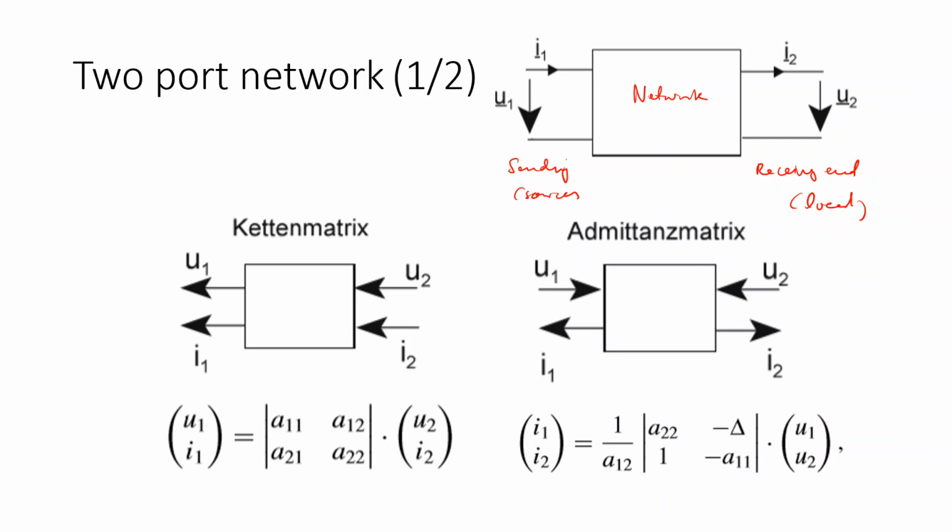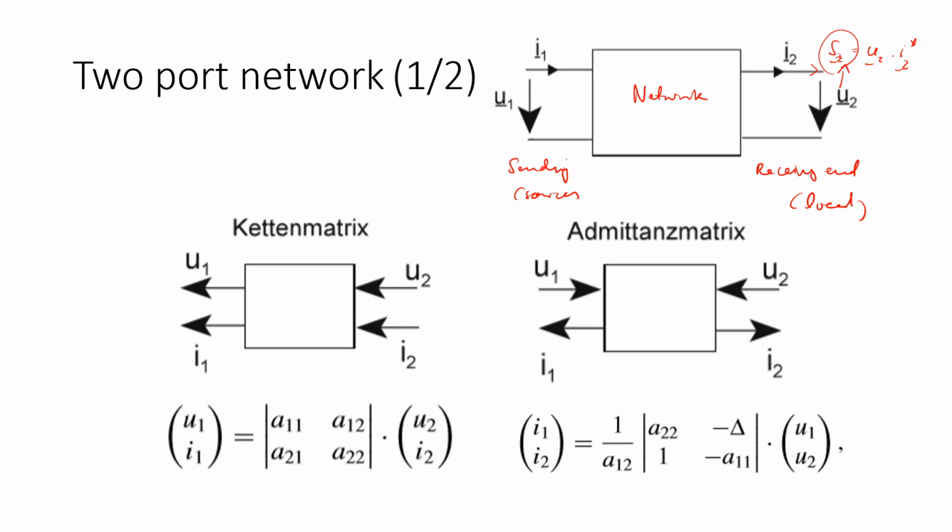So if we put U times I2 conjugate, you get S2. S2 is U2 times I2 conjugate. So this is the complex power at the receiving end. So you could analyze active, reactive power, anything.